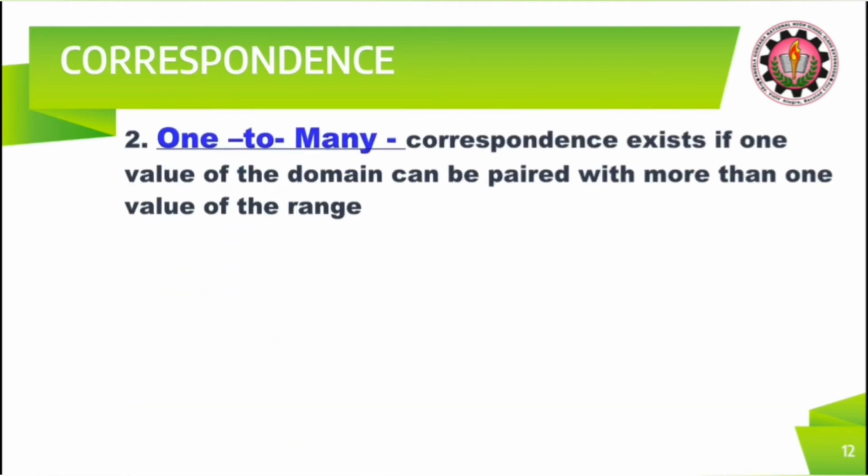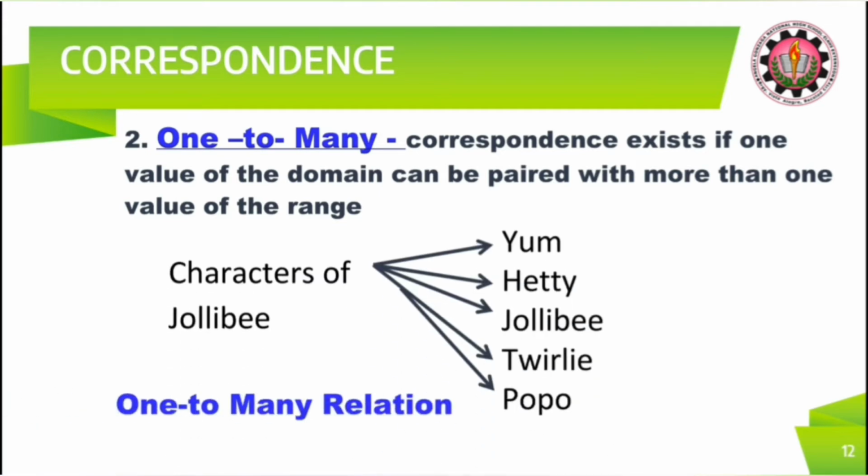Next, the second correspondence is one-to-many. This correspondence exists if one value of the domain can be paired with more than one value of the range. An example is the characters of Jollibee: Yum, Hetty, Jollibee, Twirly, and Popo. So that is a one-to-many relation.